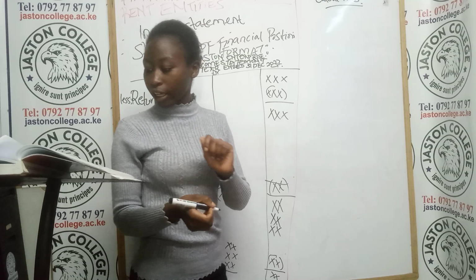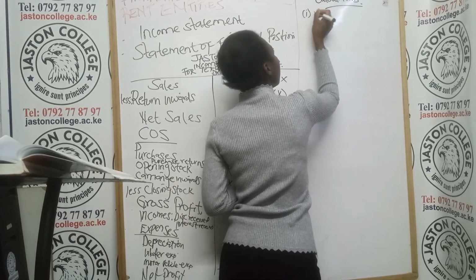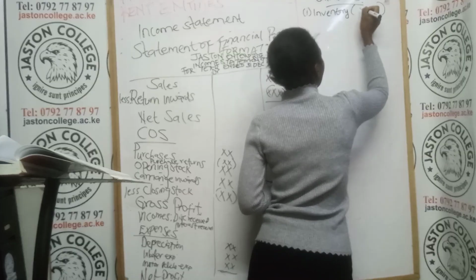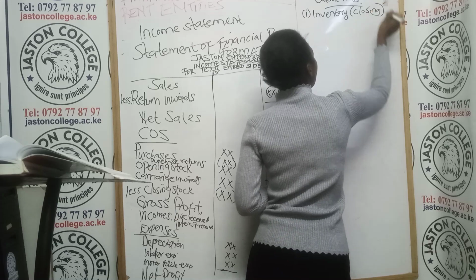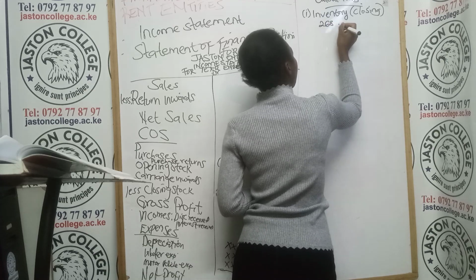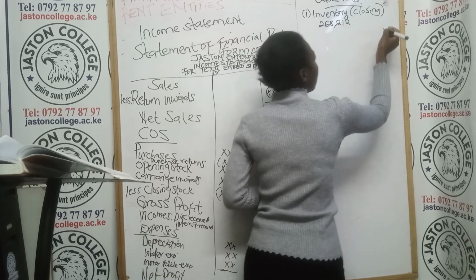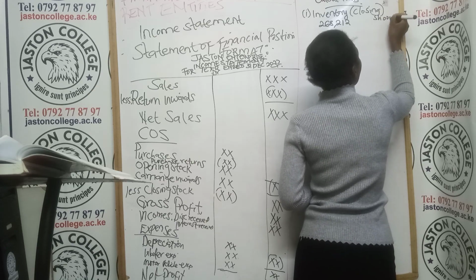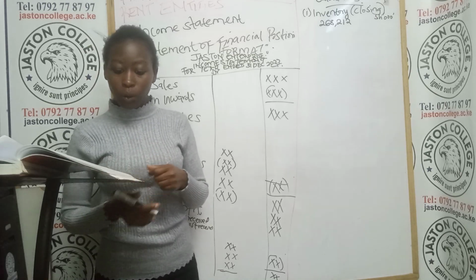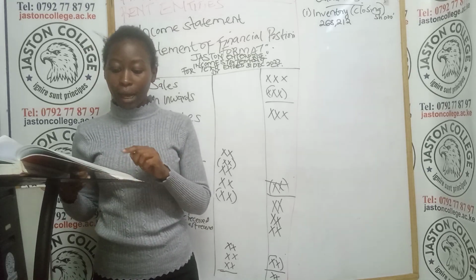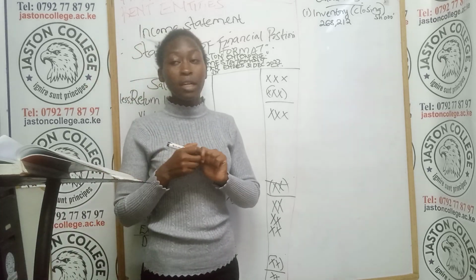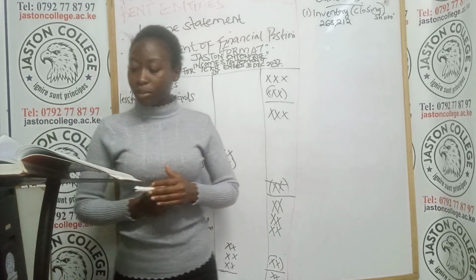And note 1, we have the inventory. That is our closing inventory, we are given 268,212. Make the zeros simpler. Then note 2, it says a customer who owed Jessica Pendo 2.3 million was declared bankrupt.